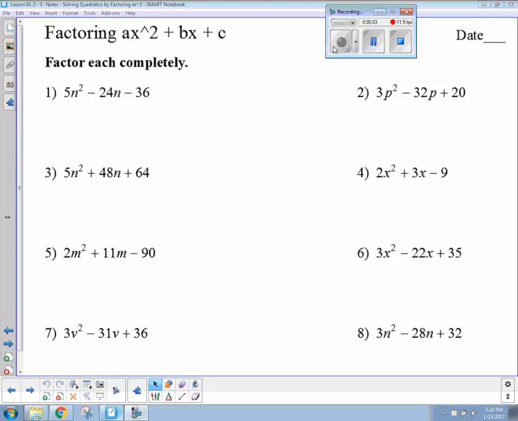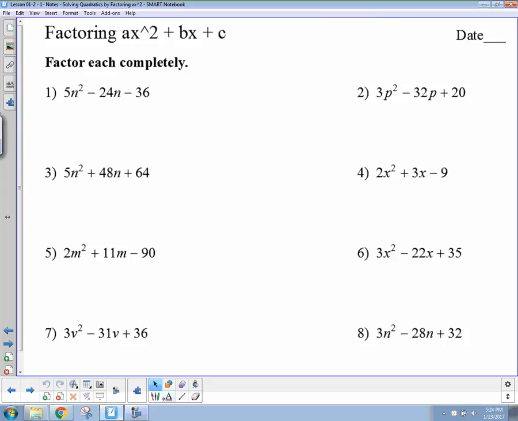Alright, let's do some factoring with a leading coefficient greater than 1. Let's get this out of the way. Get my little marker. I'll pick blue.